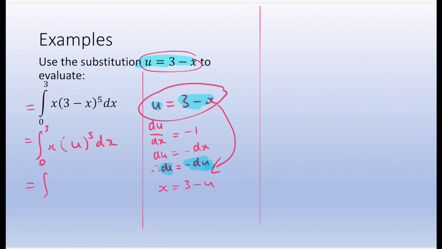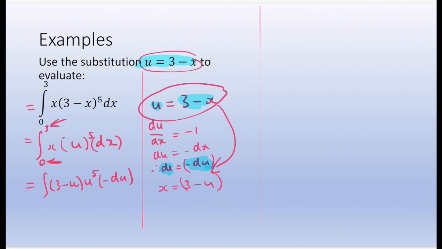I'm not going to put the boundaries in because I'm going to talk about those in a second. So instead of x, I'm going to put 3 minus u. And then we've got u to the 5. And instead of dx, I'm going to put in negative du. So my substitution there. So minus du. Okay. And one more thing, I need to change these boundaries.